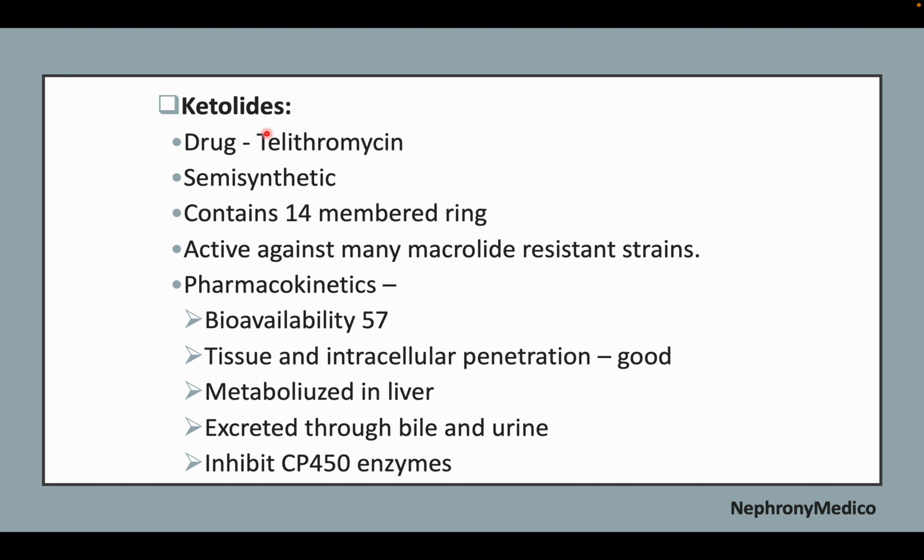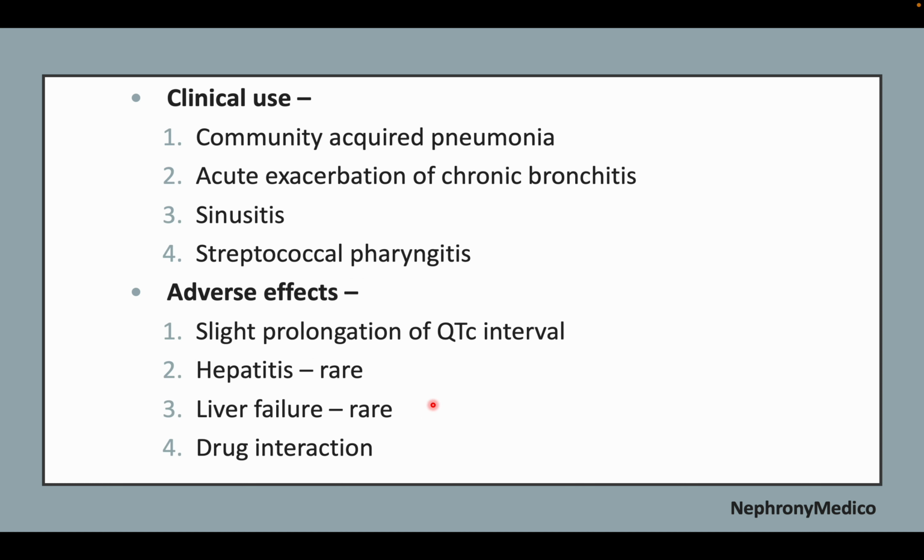Now, ketolides. The drug includes telithromycin, which is semi-synthetic and metabolized in the liver. It is used for community acquired pneumonia, acute exacerbation of chronic bronchitis, sinusitis and streptococcal pharyngitis. Adverse effects include hepatitis, liver failure, prolongation of the QT interval and drug interaction.